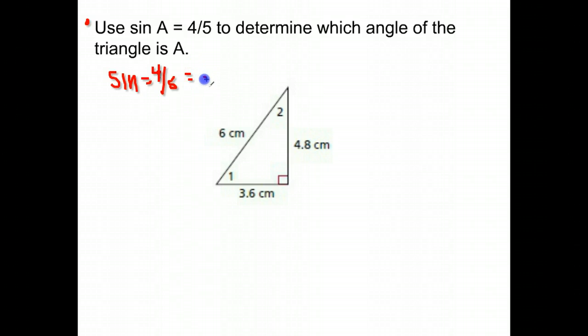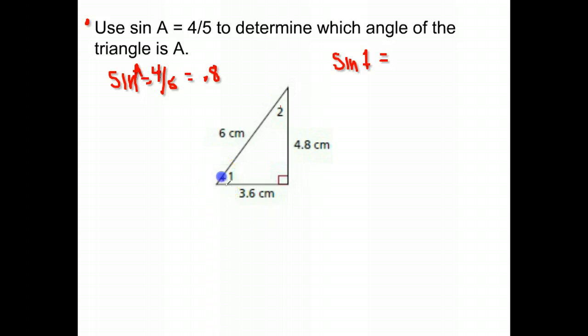Okay, is 0.8. So then what we're going to do is find the sine of angle 1 and the sine of angle 2 and see which of those has a sine equal to 0.8, and whichever one that is, that's our angle A. Okay, so let's set up what would be the sine of angle 1.